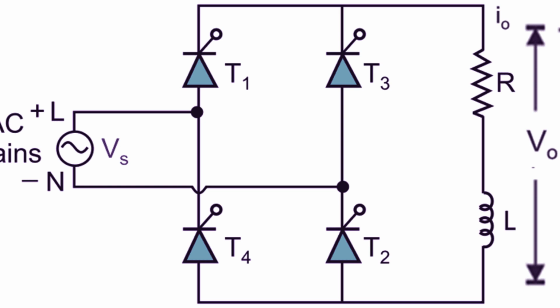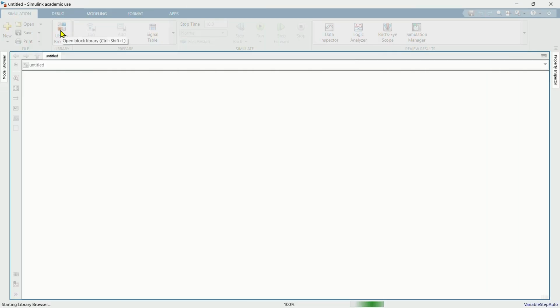By delaying the firing angle, we can control the average output voltage, making phase-controlled rectifiers useful in applications like motor speed control, heating control, and variable DC power supplies. Let's walk through the simulation of a single-phase full-wave controlled rectifier in Simulink and understand how it works.